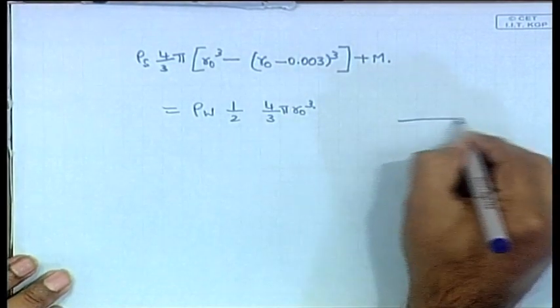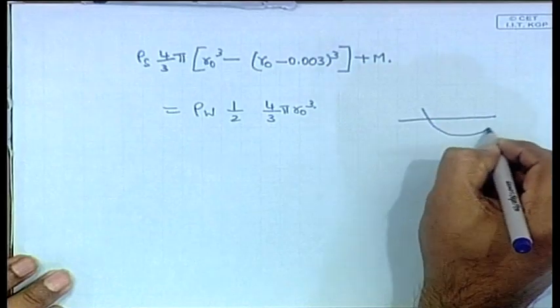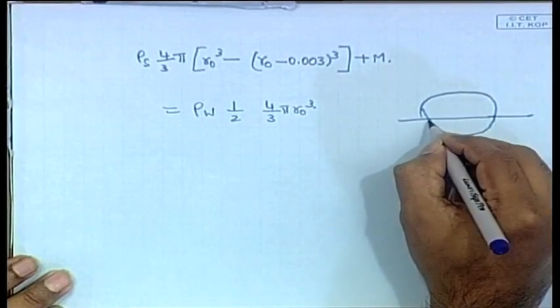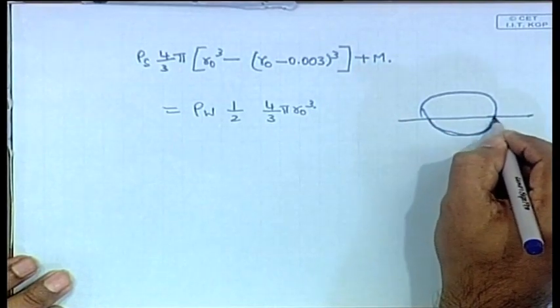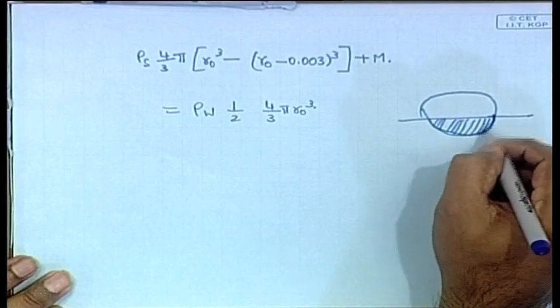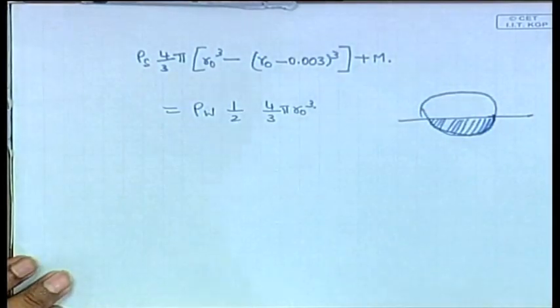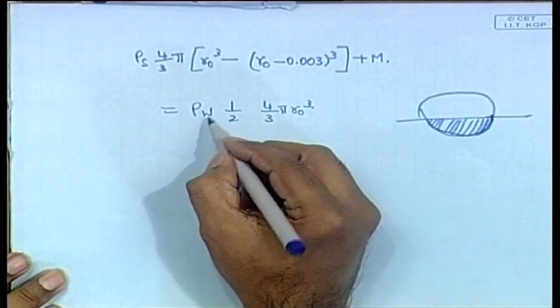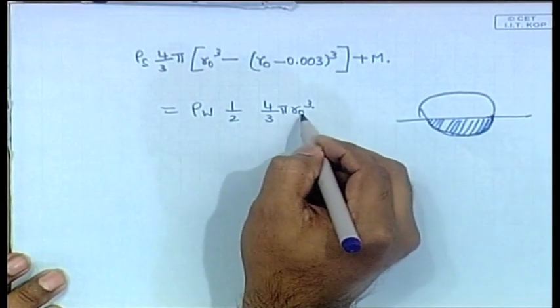If you have, let us say, this is the sphere, so this much is inside. Even though the steel is only here, the volume that you need is this, the total volume, everything, the whole volume inside. If you know that, then of course this problem is very simple. Then rho w into half of 4 by 3 pi r0 cubed.